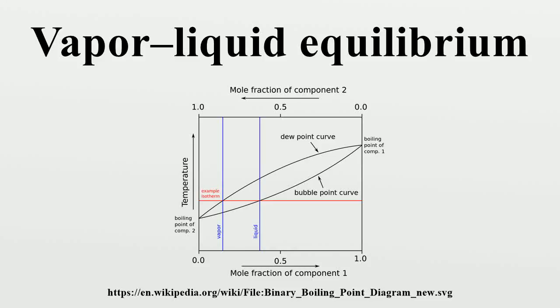Vapor-liquid equilibrium is a condition in which a liquid and its vapor are in equilibrium with each other. It is a state where the rate of evaporation equals the rate of condensation on a molecular level, such that there is no net vapor-liquid interconversion. A substance at vapor-liquid equilibrium is generally referred to as a saturated fluid.